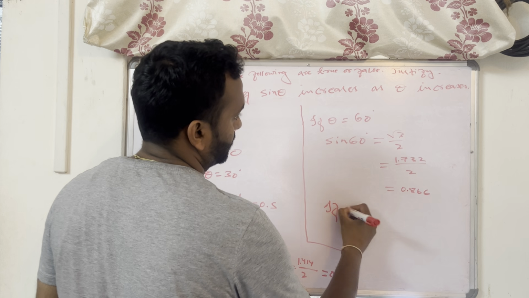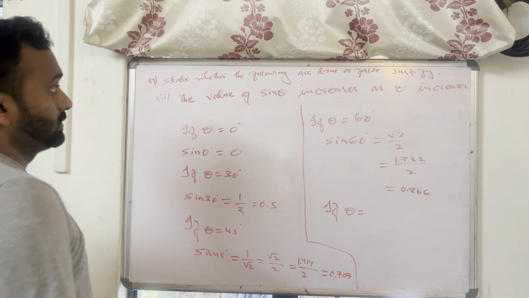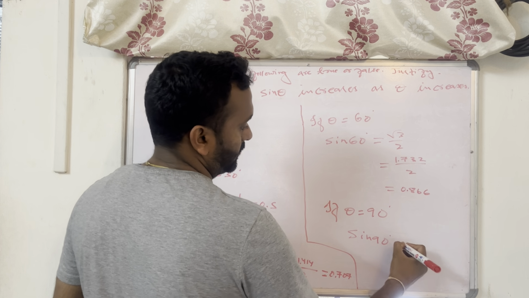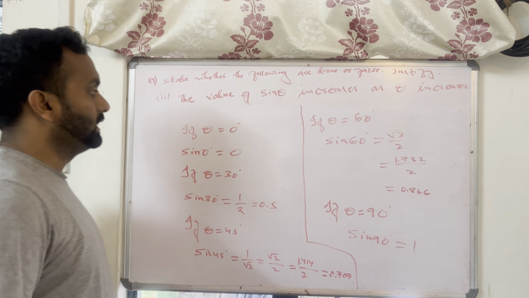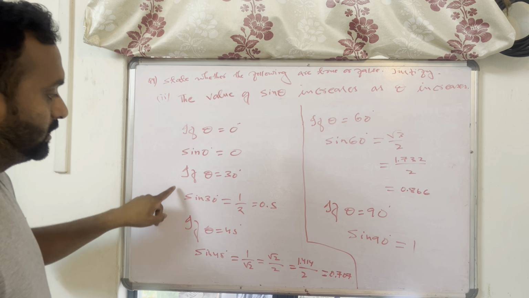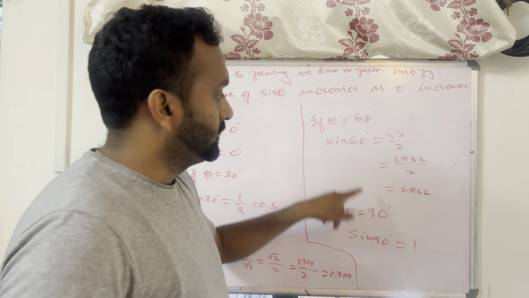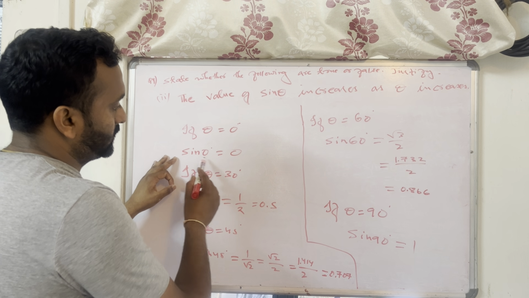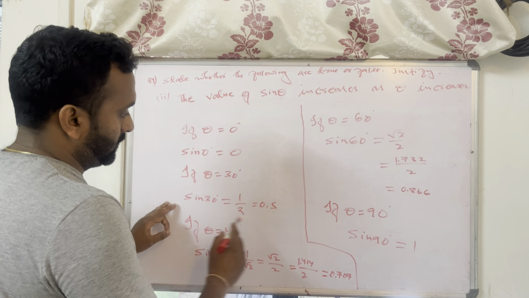If theta is 90 degrees, sin 90 is how much? Sin 90 is 1. So we can clearly see that as the value of theta is increasing, going from 0 to 30 to 45, then 60, 90, the value of sine theta is also increasing. The sine theta was 0, then 0.5, 0.7, then 0.8, and then finally 1. So it is clearly increasing, hence it will be true.